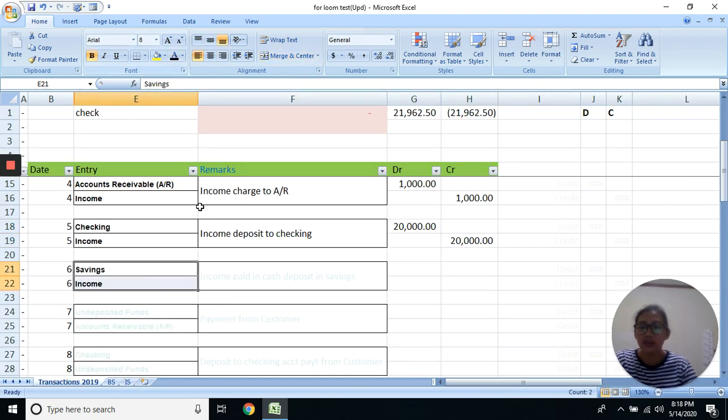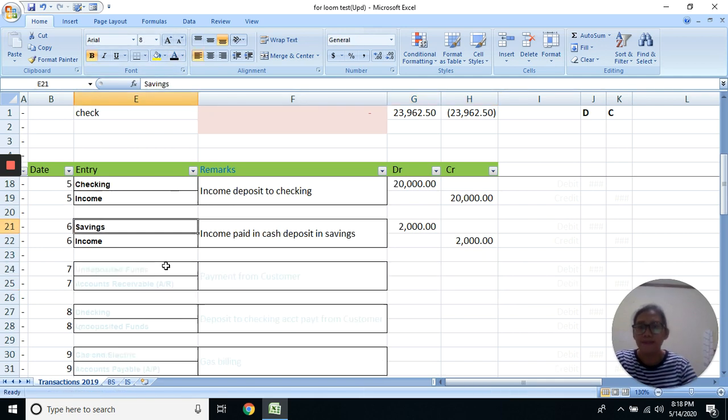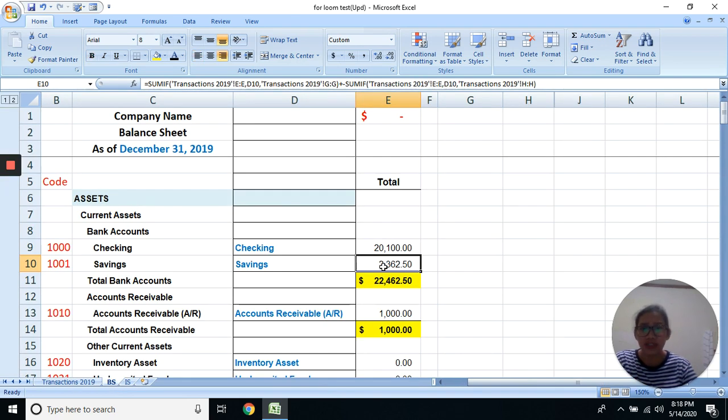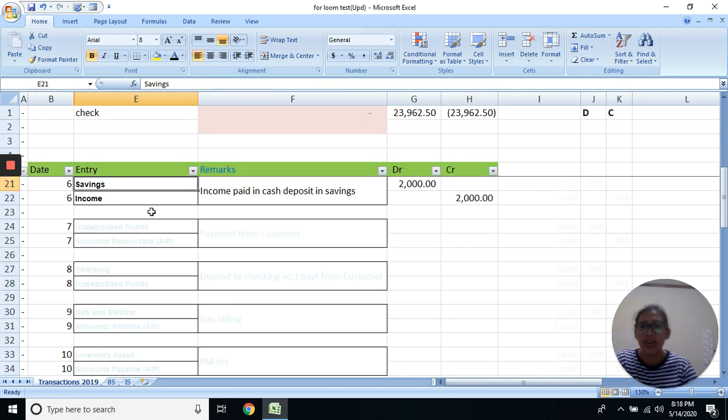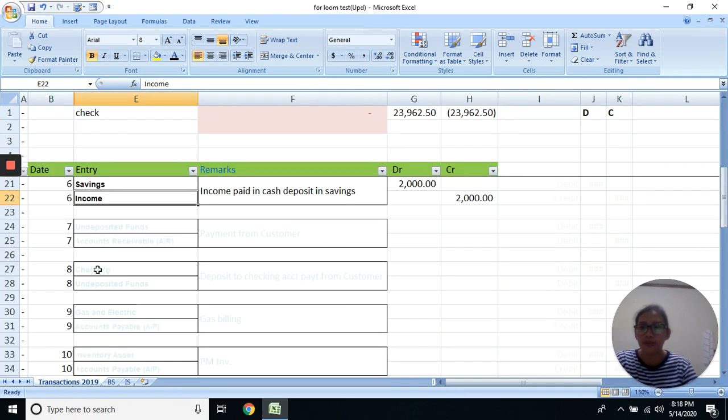Next entry, we have another income of 2,000. So debit, we deposited it in our savings account 2,000. So it increased our savings account by 2,000 and our income by another 2,000. Next entry.